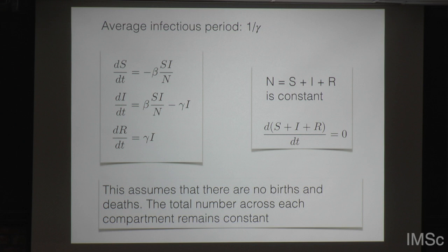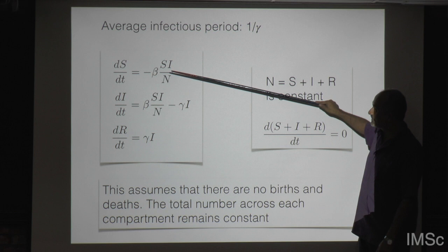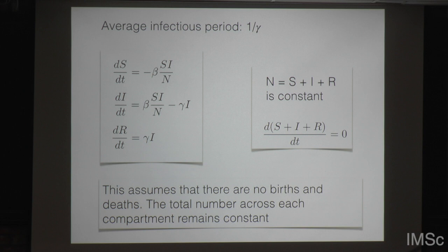So these are the famous SIR equations, shown here for the first time. Most of you have seen them in some form before. Let me just point out some things that are fairly obvious. Let me add up these terms, dS by dt plus dI by dt plus dR by dt. Notice that this cancels this, therefore this gives me 0. So d by dt of S plus I plus R must be 0, but that has to be the case because S plus I plus R is a constant, which is the total number of people in the population. This assumes that there are no births or deaths, and that the total number added across each compartment remains a constant.